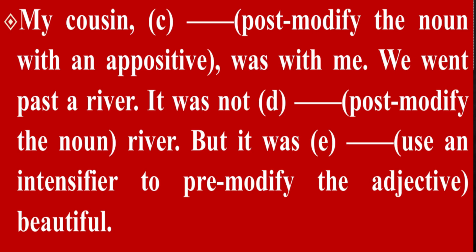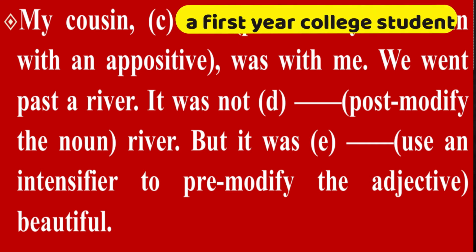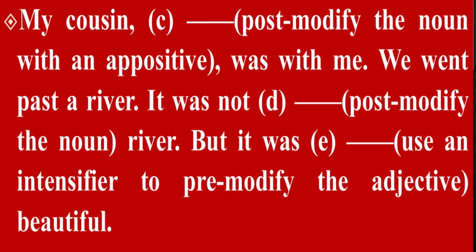Now come to the next line. My cousin dash was with me. Here we are asked to post modify the noun with an appositive. We have already discussed about appositive. So in the gap we'll say something about the first noun, my cousin. So we can modify the word my cousin. A first year college student was with me. So the answer will be like this. My cousin, a first year college student, was with me. A first year college student is the appositive of the first noun, my cousin.